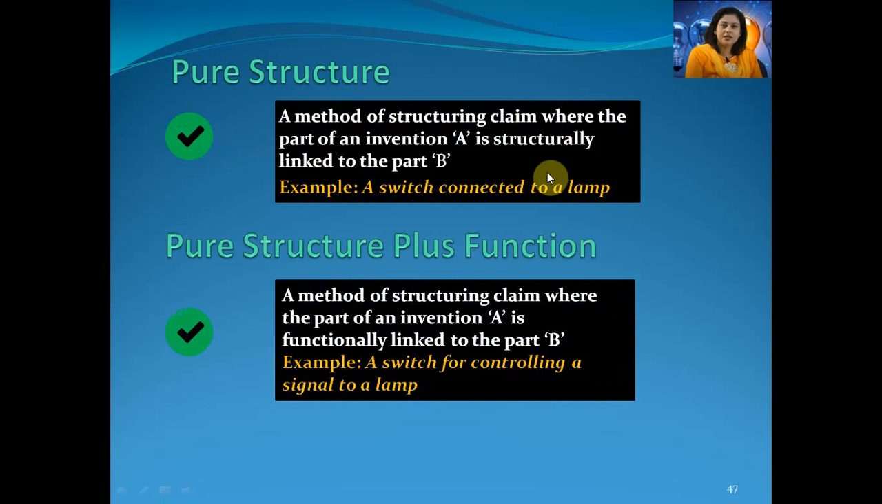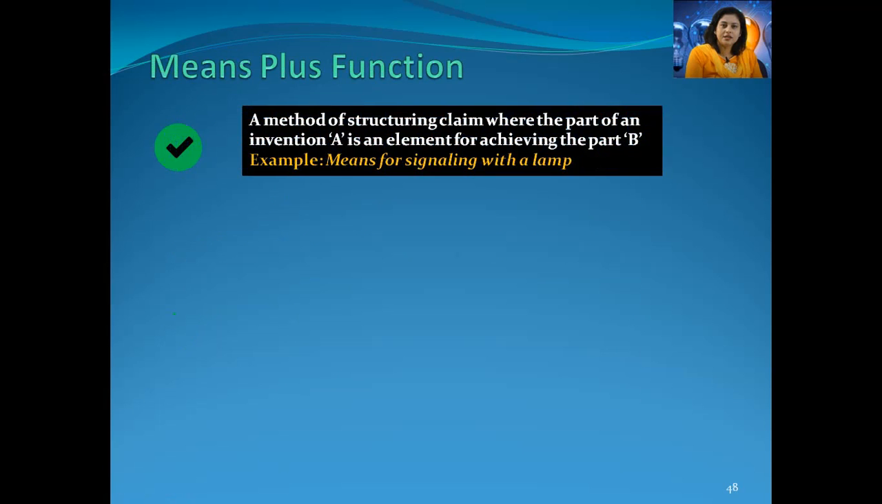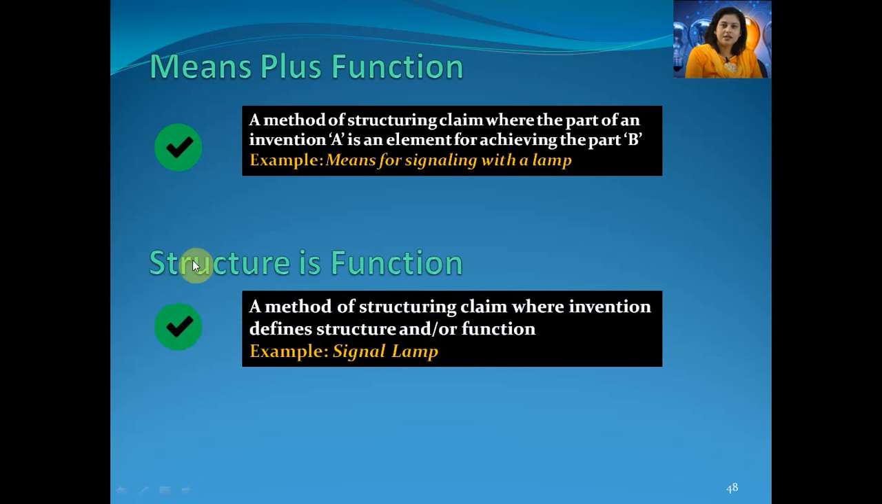Pure structure plus function. Here, a method of structuring claim where the part of an invention A is functionally linked to the part B. For example, a switch for controlling a signal to a lamp. This is an example of pure structure plus function claim. Means plus function. Method of structuring claim where the part of an invention A is an element for achieving the part B. For example, means for signaling with a lamp. Structure is function claim. A method of structuring claim where invention defines structure and or function. For example, a signal lamp.